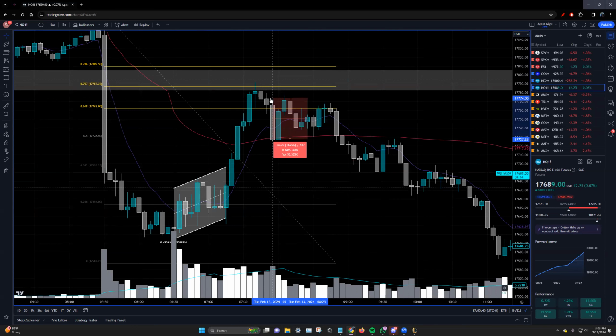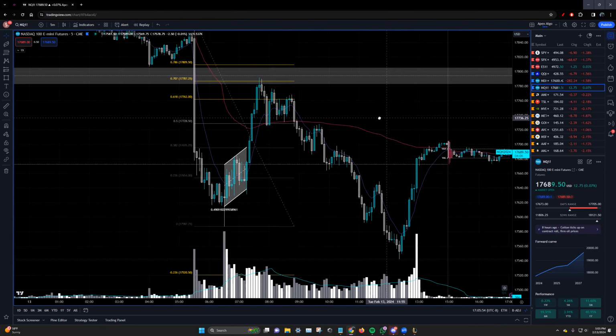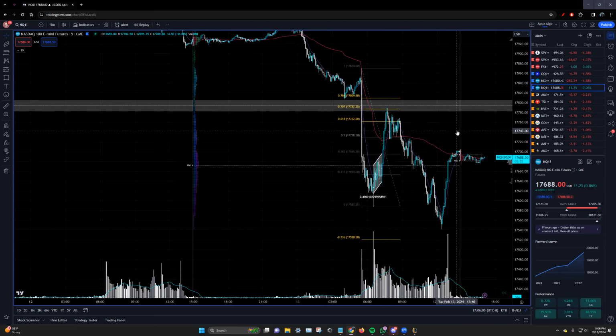I believe I entered here, moved stops to break even after hitting that trim. They got stopped out. But if you were in options, then it's the same situation, right? You would just wait till you get a close above this, and that would be your stop. But yeah, that was the analysis for the day and how to utilize fibs and VP in conjunction.